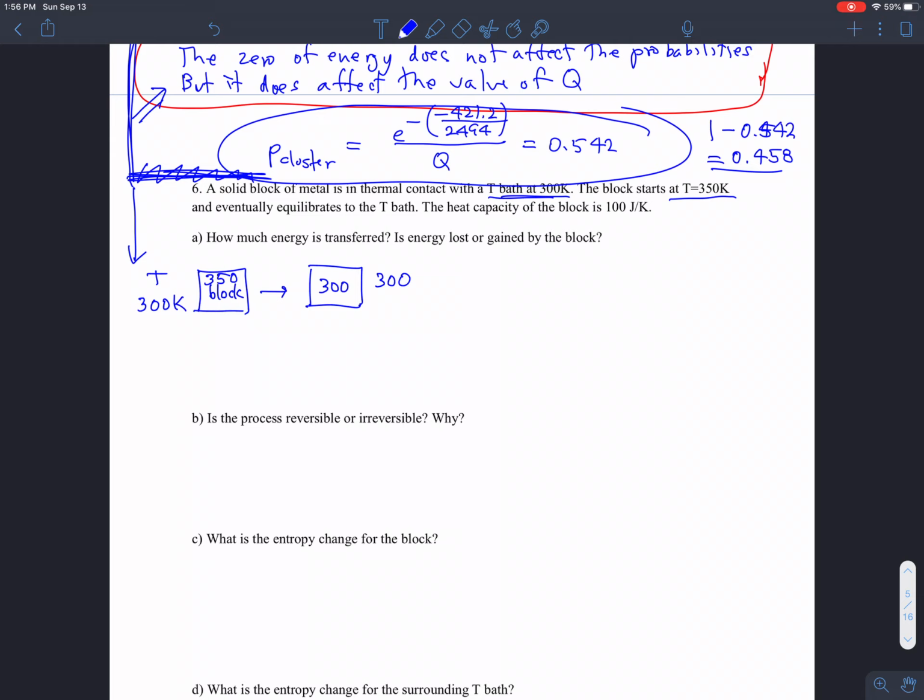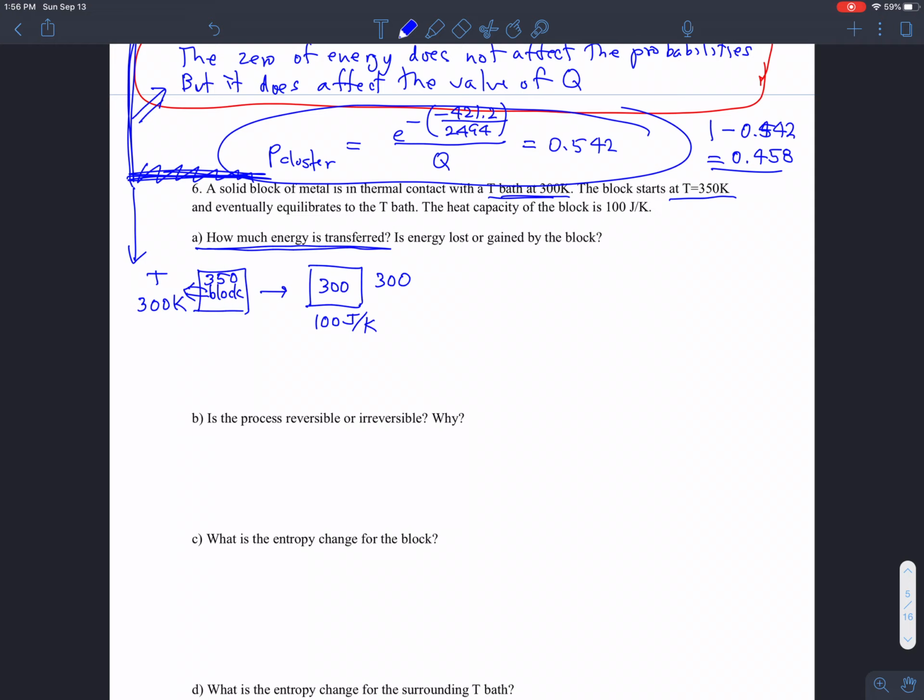The fact that it's a bath means that the flow of energy out can't raise the temperature of the surroundings, right? So it has to end up at 300 K. The heat capacity of the block is 100 joules per Kelvin. And the first question asks, how much energy is transferred? Is energy lost or gained by the block?